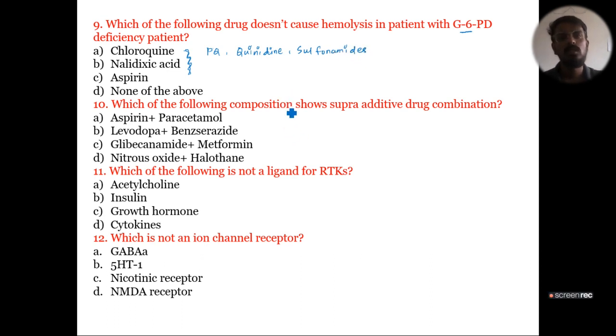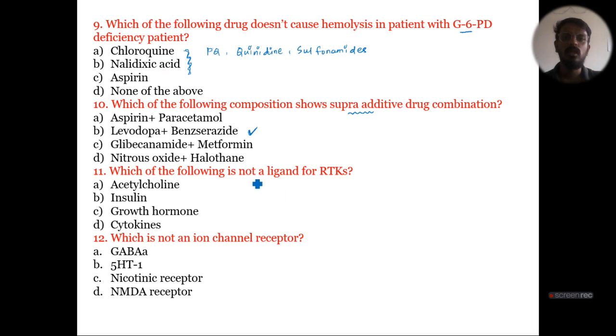Which of the following is a combination showing a supraadditive reaction? A supraadditive effect is when two drugs are combined and their action is doubled in comparison to the individual ones. So here the answer will be levodopa and benserazide. Levodopa and benserazide will show the supraadditive effect.